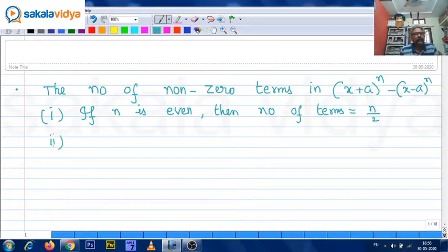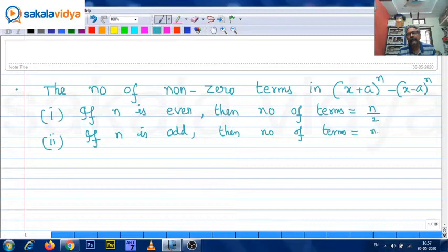Second concept in this one, if n is odd, then the number of terms equals (n plus 1) by 2 only. This is (n plus 1) by 2. So you remember this.